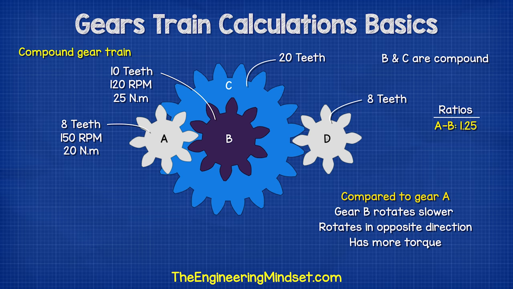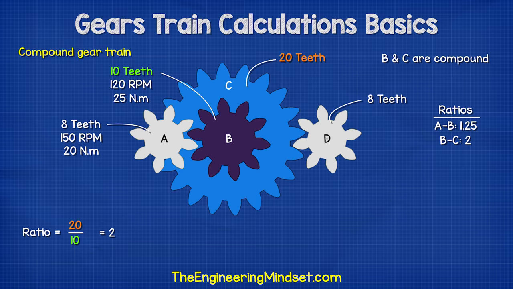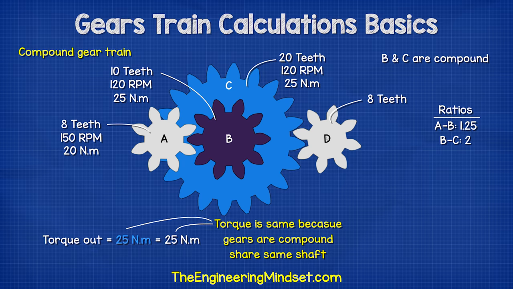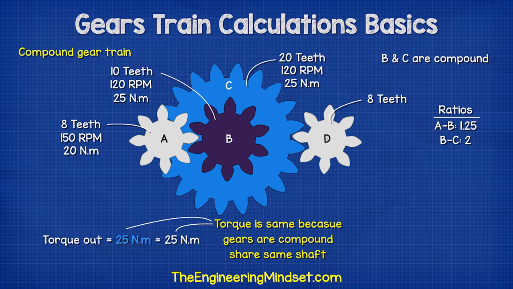If gear C has 20 teeth, then the ratio is 20 divided by 10, which is 2. The RPM is going to be the same as B, which is 120 RPM, because these two gears are compound and share the same shaft. The torque is also going to be the same as B, so it's 25 Newton meters. This gear also rotates the opposite direction to gear A. It will rotate slower than gear A because of the size of gear B, and it will also have less torque than gear A, again because of gear B.